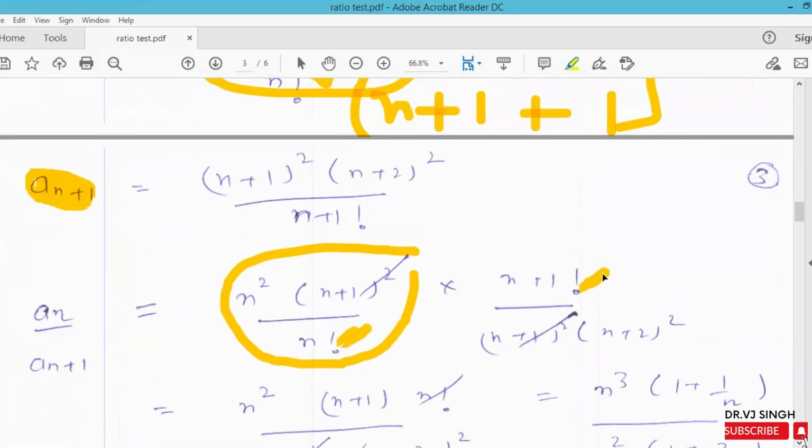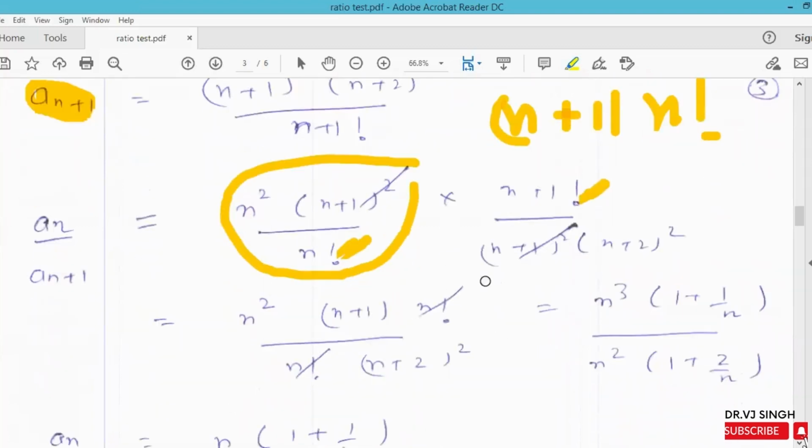How to cancel out factorial? There is n factorial, there is n plus 1 factorial. So n plus 1 is greater, so we reduce this. It becomes n plus 1 into n factorial. Now this n factorial is cancelled. So what is left? 1 is left, n square, n plus 1 from here, and n plus 2 square is here.